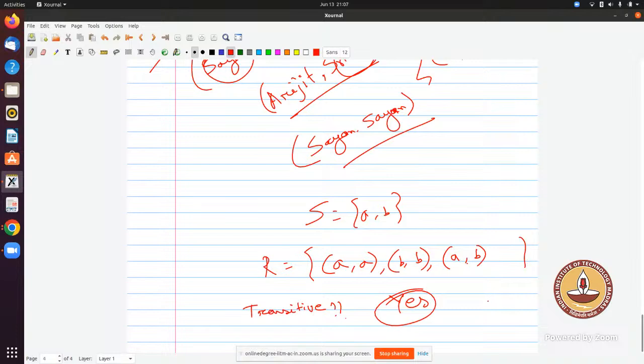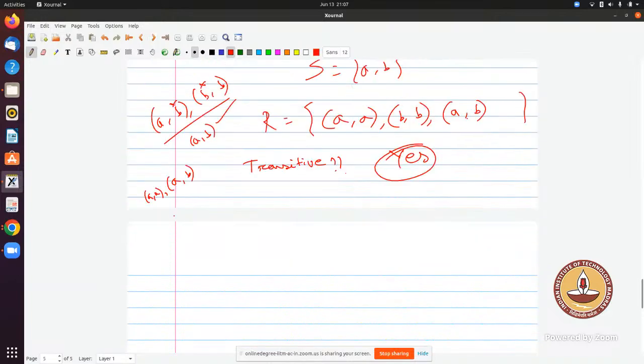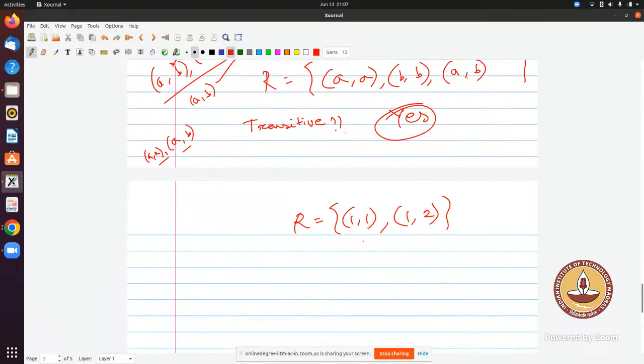No, sir. Why? I asked about transitivity. It is transitive, right? Because of AB and BB, which element should be there? This is common. AB should be there. Can you just explain with a number example? For example, if you have (1,1) and (1,2), so that is transitive, right? Yes, two ordered pairs. So it is transitive now.